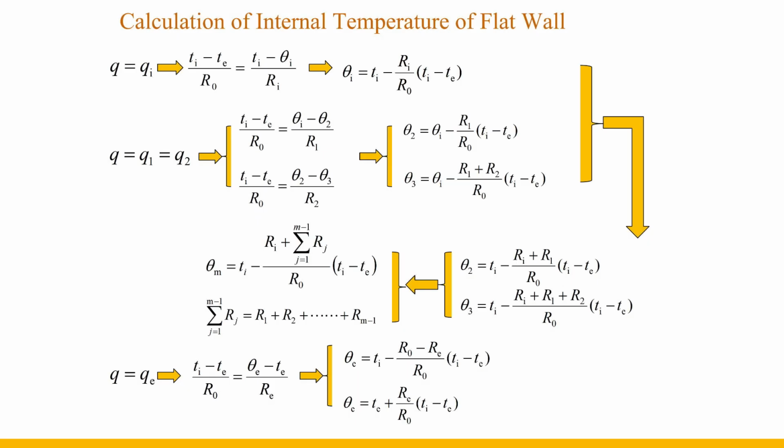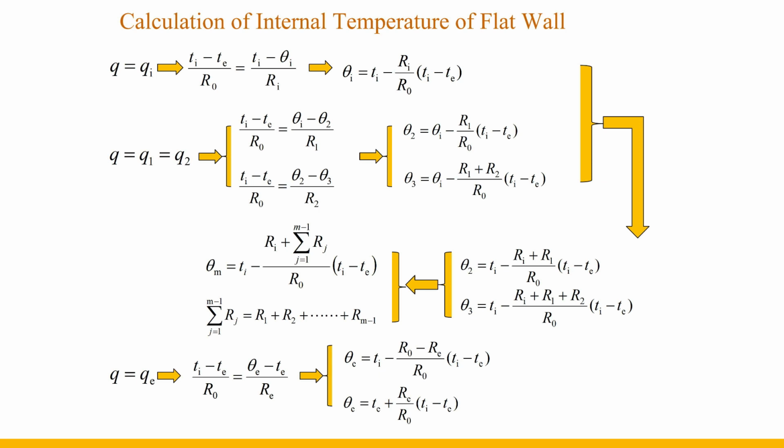Next, let's learn the calculation method of the internal temperature of the flat wall, because the internal temperature and the surface temperature of the enclosure structure are the important basis for measuring and analyzing the thermal performance of the enclosure structure. It is mainly used to judge whether there is condensation inside the enclosure structure, or whether the surface temperature is lower than the indoor dew point temperature. Therefore, it is necessary to calculate the temperature of each layer of the enclosure structure.